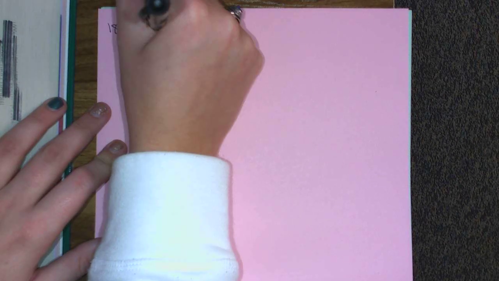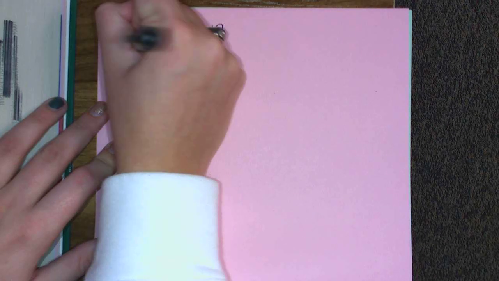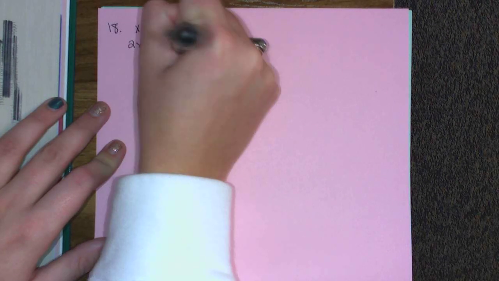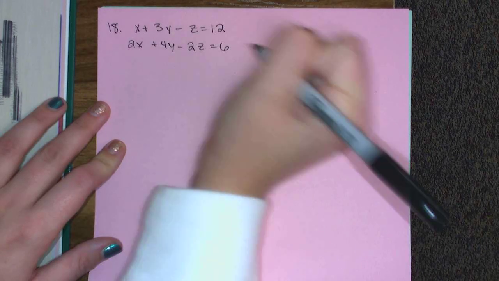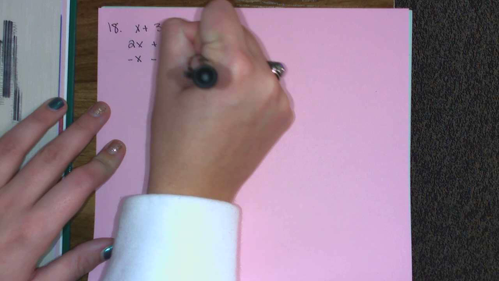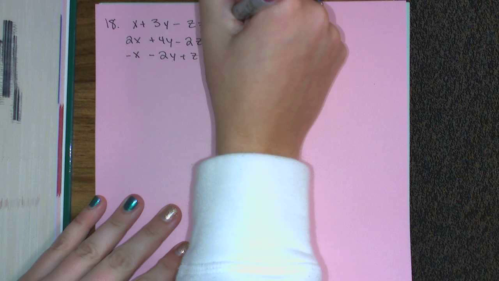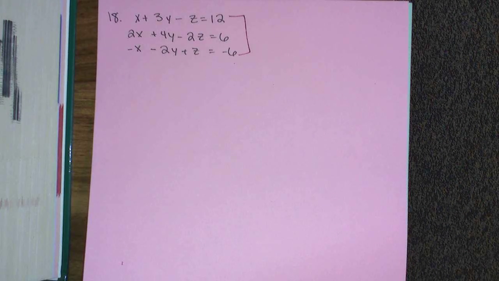All right, let's go with 18. x plus 3y minus z is equal to 12. 2x plus 4y minus 2z is equal to 6. And negative x minus 2y plus z is equal to negative 6. So what can I do here? I can start with the top and bottom one.